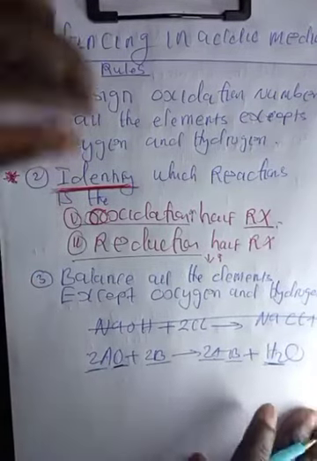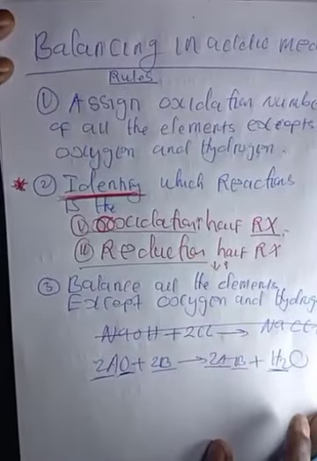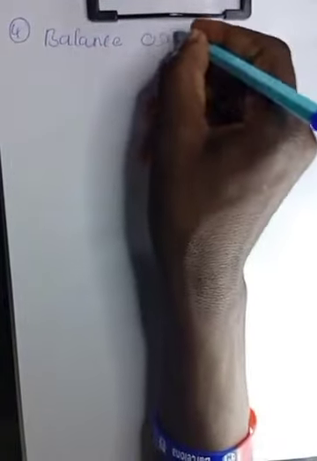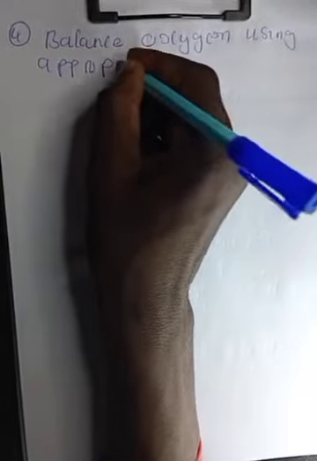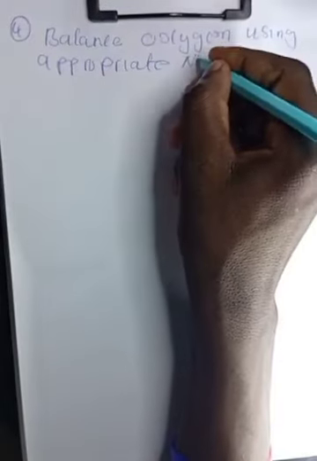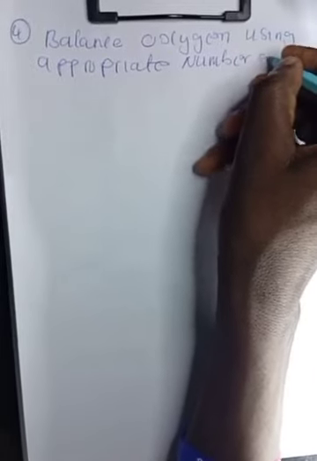Okay, so now let's go to number 4. So number 4 is that we need to balance oxygen using appropriate number of, yes, can someone finish the statement? Balance oxygen using appropriate number of what?